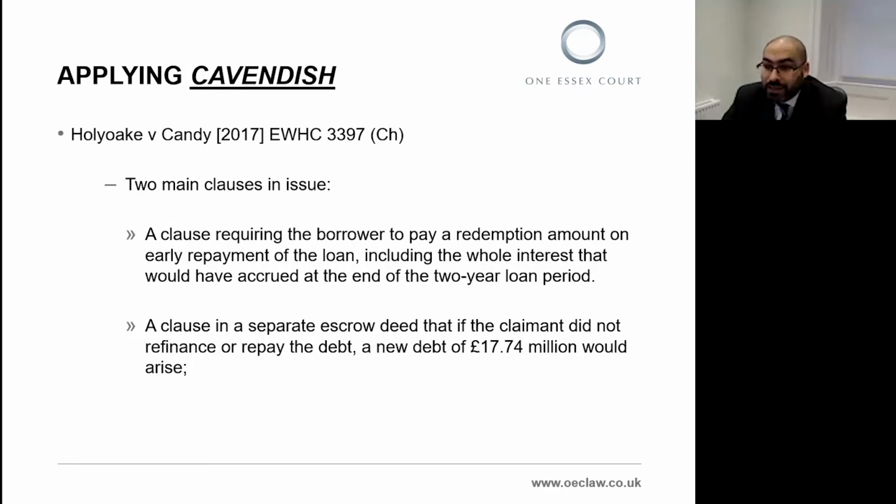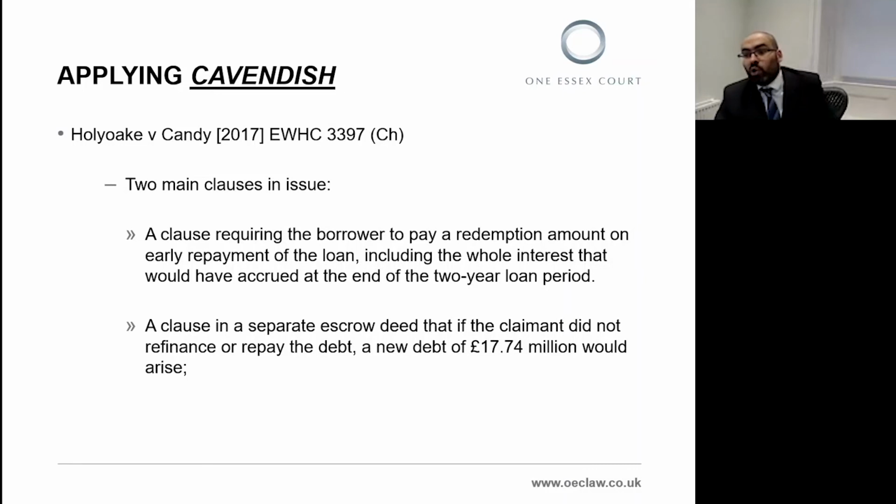So the first case is Hollyoake and Candy, 2017, and that was a claim for 132 million involving a loan agreement. The facts were very complicated, so I won't go through them here. For present purposes, all we need to know are that there were two key clauses in the loan documentation which were alleged to be penalties. They were first a clause requiring the borrower to pay a redemption amount on early repayment of the loan, such that he could not avoid repaying 17.74 million even if he repaid the loan early.